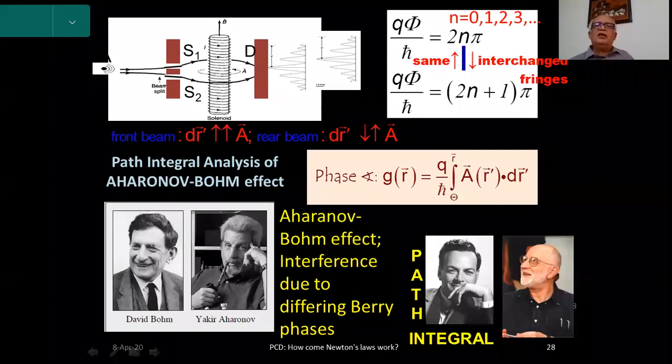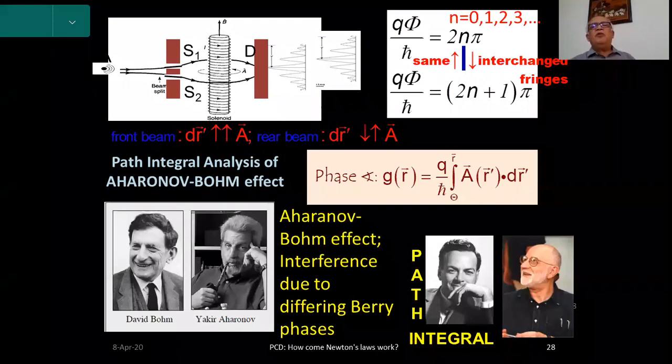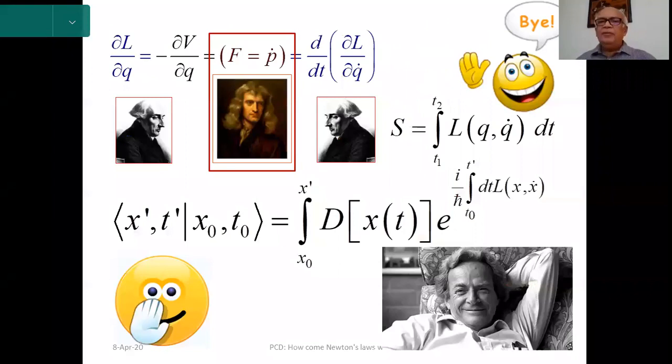So this is known as the Berry phase in quantum mechanics. And the Aharonov-Bohm phase is essentially the Berry phase. And the Feynman formulation of quantum mechanics tells you that the phase is what is going to determine the net interference pattern at the screen, as we just discussed.